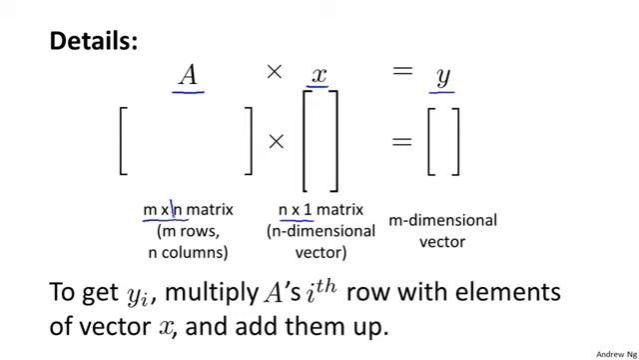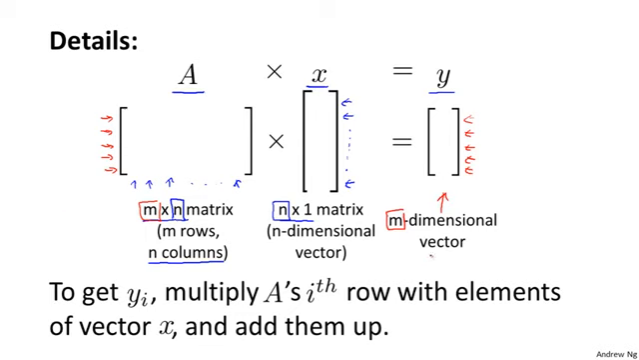It turns out this n here has to match this n here. In other words, the number of columns in this matrix, which is n columns, has to match the number of rows here, or it has to match the dimension of this vector. And the result of this product is going to be an m dimensional vector y. In other words, the number of rows here, m, is going to be equal to the number of rows in this matrix A. So how do you actually compute this vector y?